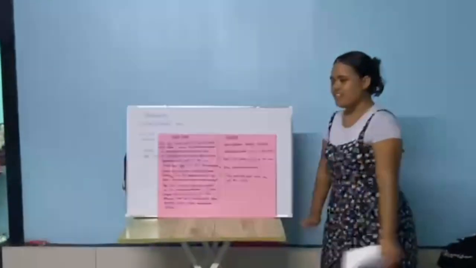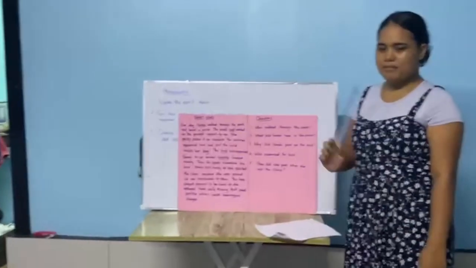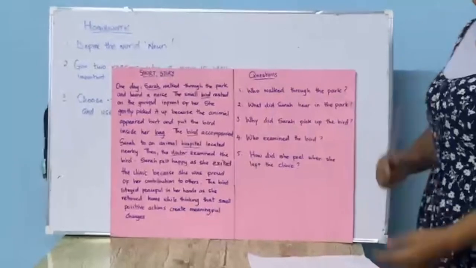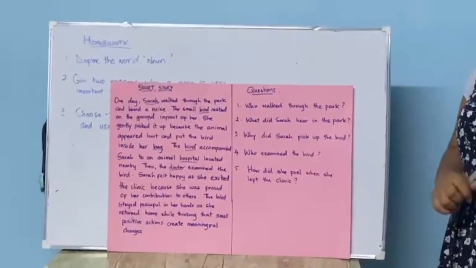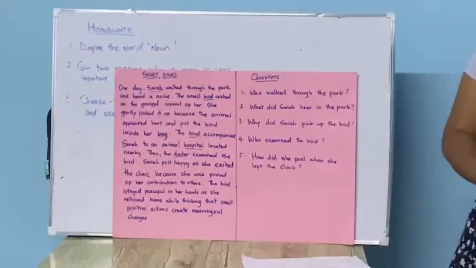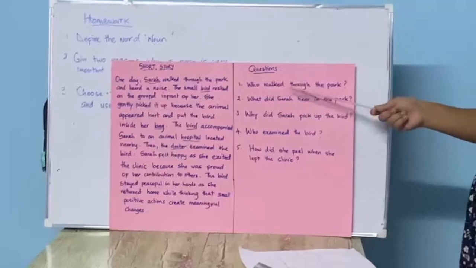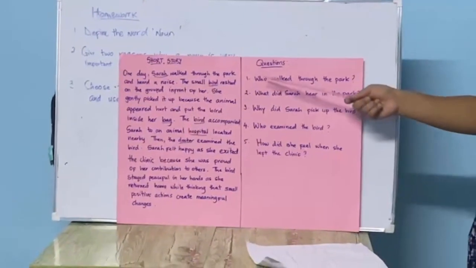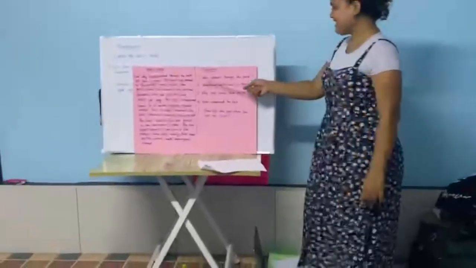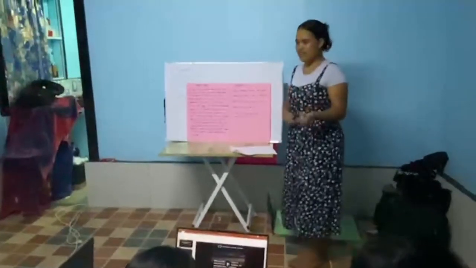So, this question will not be based on the nouns, but we will answer it from the short story. We already answered any nouns that we found from this short story. The first one is, who walked through the park? Anyone can answer. You. Sarah walked through the park. Thank you, Hanserina.